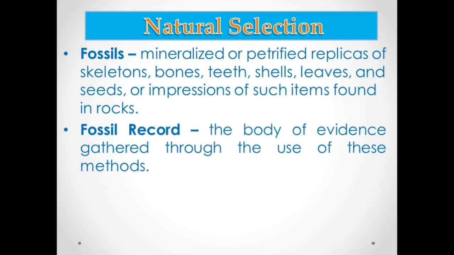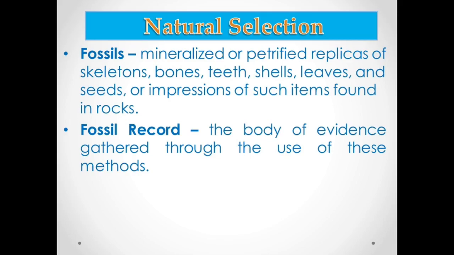This record is uneven and incomplete because many forms of life left no fossils and some fossils have decomposed. Scientists estimate that the fossils found so far represent probably only 1% of all species that have ever lived. So imagine that, okay? Scientists have found only about 1% of all the species that have actually ever lived, based on the fossil record. So how did we end up with such an amazing diversity of species?